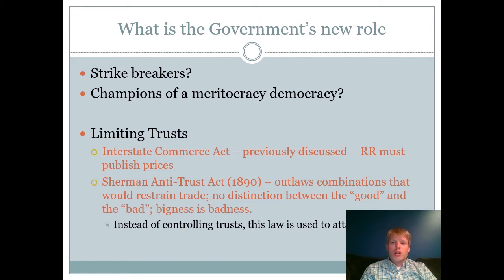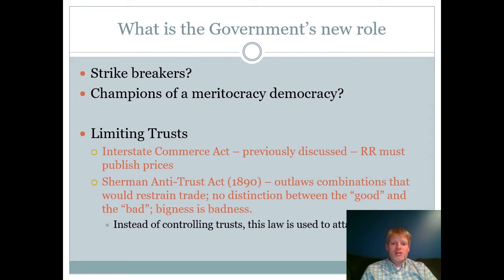The Sherman Antitrust Act is the first antitrust legislation. It is passed in 1890. It's supposed to outlaw combinations that would restrain trade. So it's supposed to break up monopolies. But the problem is it really doesn't distinguish between good and bad. It just says bigness is badness. And so anything that's big can be broken apart by the Sherman Antitrust Act. And the reality is that in the 1890s, it's really only used to break up unions.